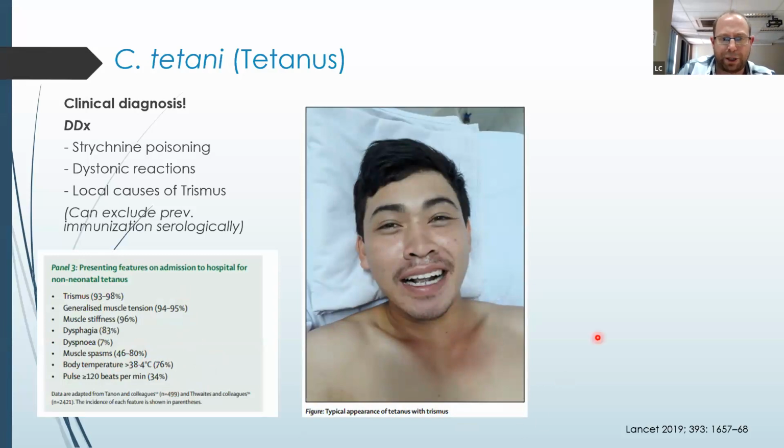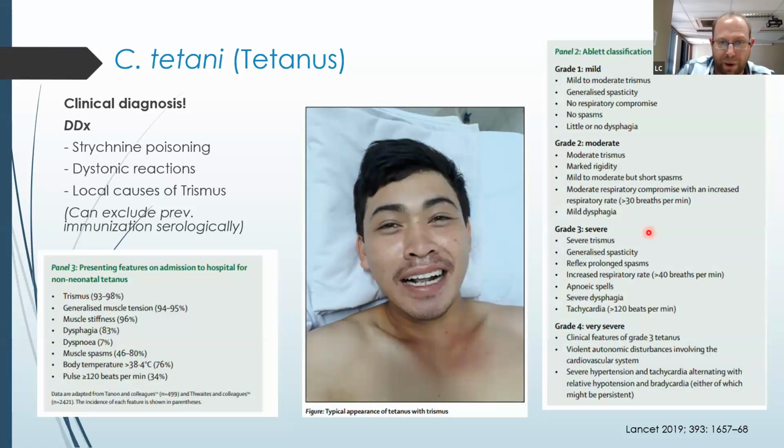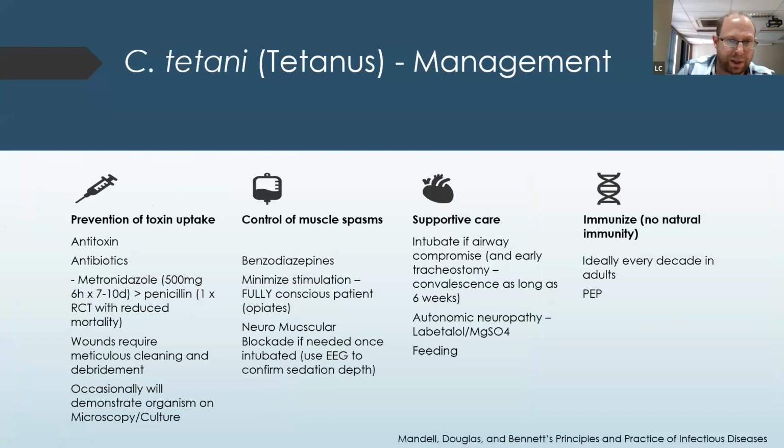There's an established grading system for severity, which I'm not going to go through, but know that it does exist. It's called the Ablett classification for severity of tetanus. Again, principles of management, so prevention of toxin uptake, so give the antitoxin. There's no natural immunity. So antitoxin administration to try and neutralize preformed toxin if available. Antibiotics to try and reduce toxin production within the original wound. Meticulous cleaning and debridement for the same reason. And occasionally one can actually demonstrate the organism on microscopy and culture.